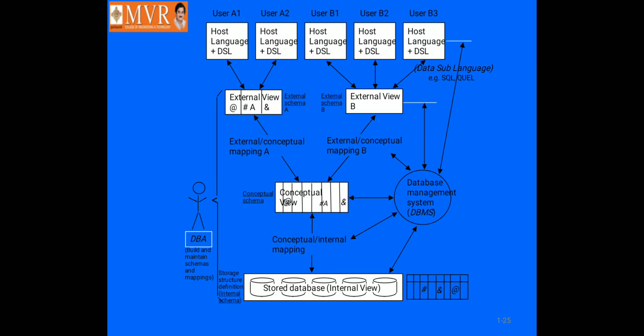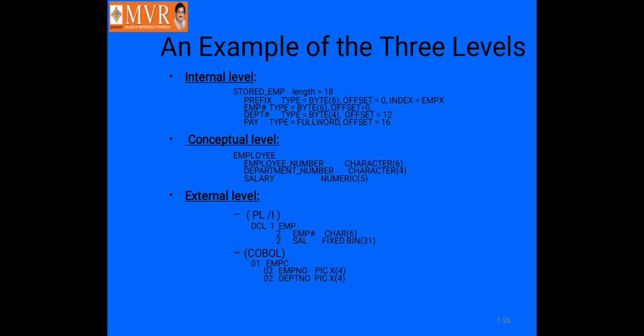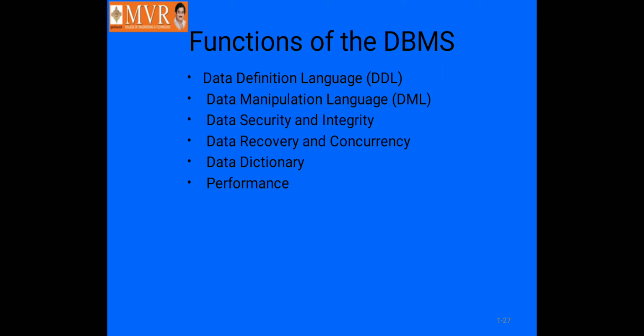The architecture of a database structure, we have already seen this one. There are three levels of architecture: the internal level, the conceptual level and the external level. The functions of a database management system are data definition language, data manipulation language, data security and integrity, data recovery and concurrency, data dictionary and performance. These are the functions of a database management system.